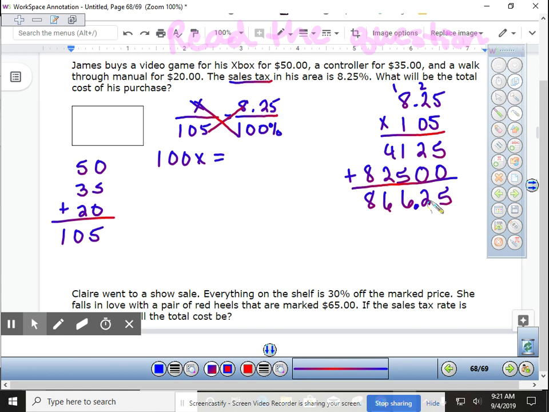If you want to do that, 8.25 times 105 is 866.25. So do you see me moving, not messing with those zeros, did not affect the answer at all, okay? I'm trying to make it easier on you. So this is 866.25.